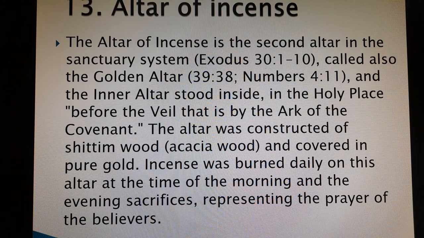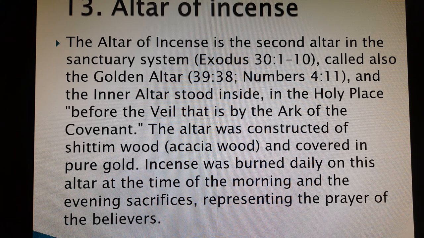Next one is Altar of Incense. The Altar of Incense is the second altar in the sanctuary system. Of course, the first altar was the altar of burnt offering. It is also called the golden altar, and the inner altar stood inside in the holy place before the veil. That means the veil between the first apartment and the most holy place. That is by the Ark of the Covenant.